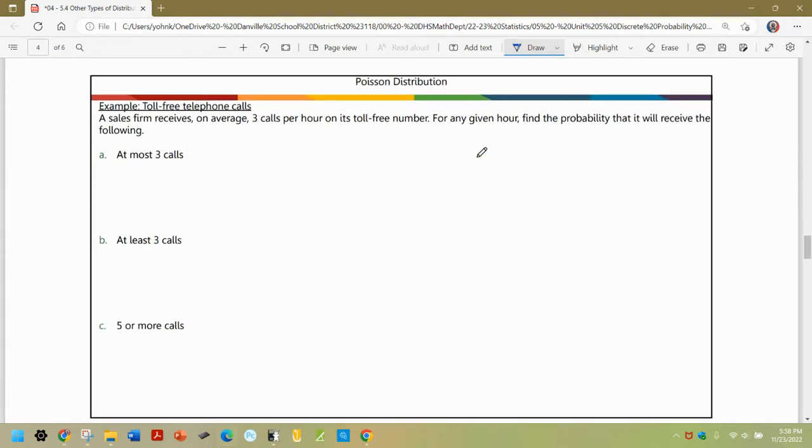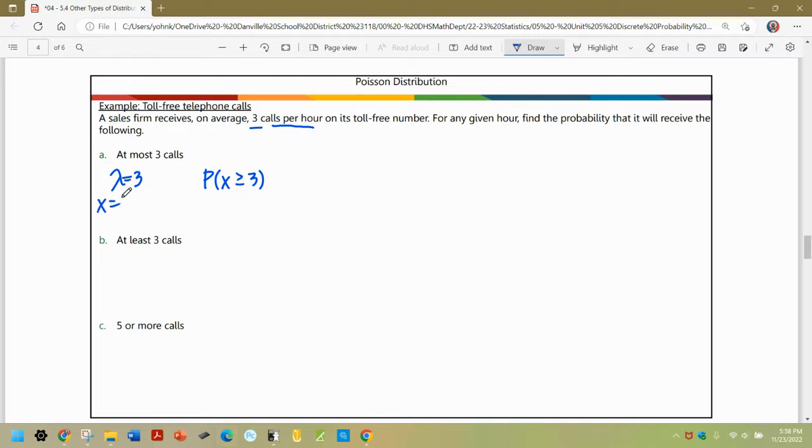Okay, let's take a look at this one. A sales firm receives on average 3 calls per hour on its toll-free number. For any given hour, find the probability that it will receive the following. This average of 3 calls per hour, kids, is our lambda of 3. It already has calls per hour, so I'm good. This one says at most 3, so that means I'm trying to find the probability that x is less than or equal to 3.